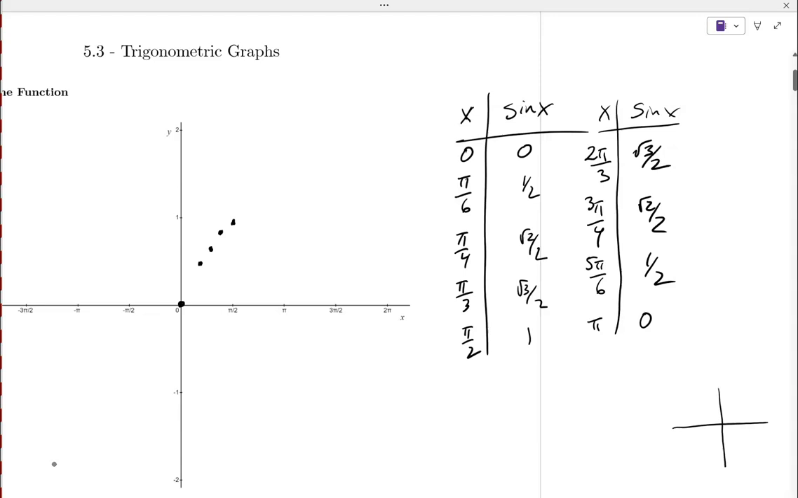So now if we put these points on here, 2 pi over 3 is 1/3 of the way over. We're here. 3 pi over 4 is half the way. 5 pi over 6 is 1/3 away from pi. And then we're back down at 0 again. So notice that for the sine function, you go up, and you come back down to pi to there, right? So far, so good?